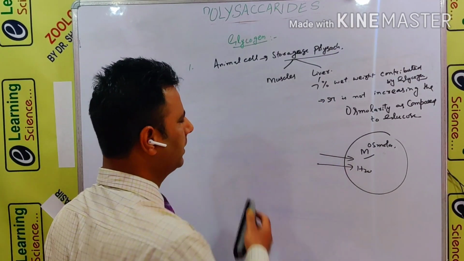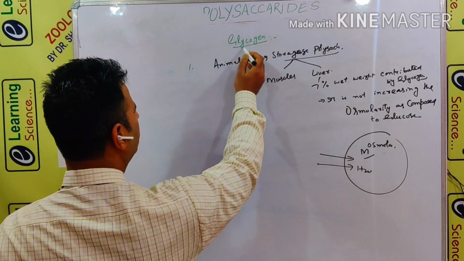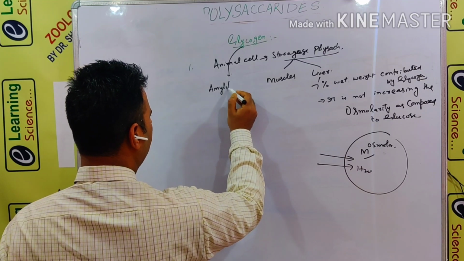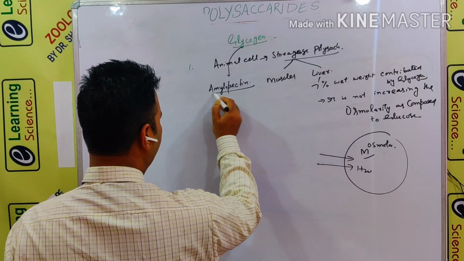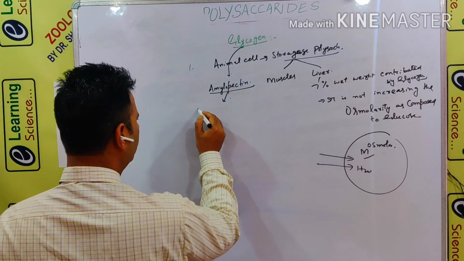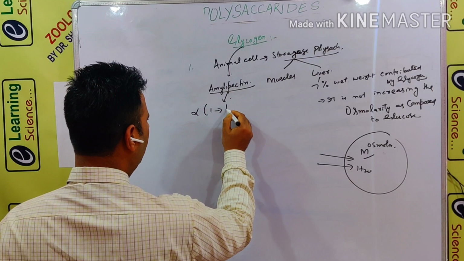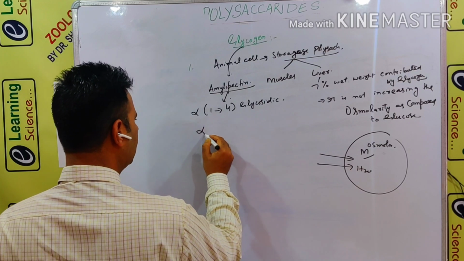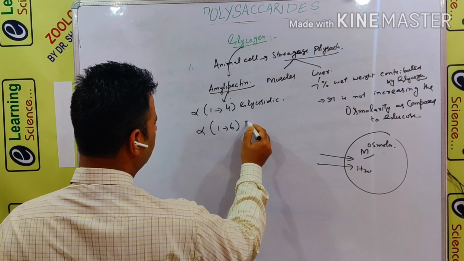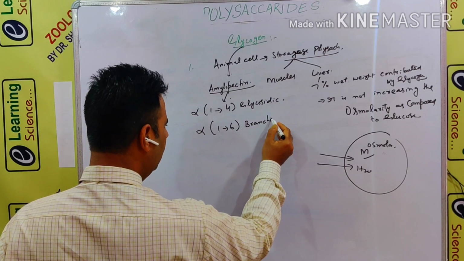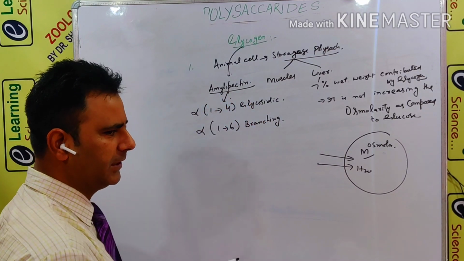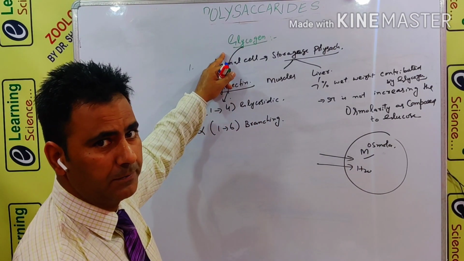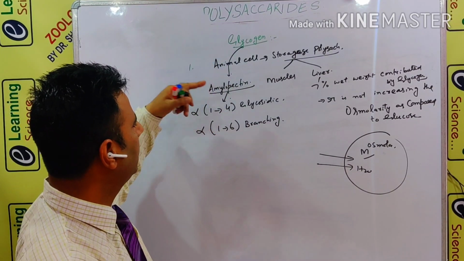Second thing, if we see the structure, glycogen has a structure just like amylopectin, but there is a difference. See, when we discussed amylopectin, we have seen it has alpha 1,4 glycosidic linkage, and it has alpha 1,6 branching. Same is the story with glycogen. Then what is the difference between glycogen and amylopectin?